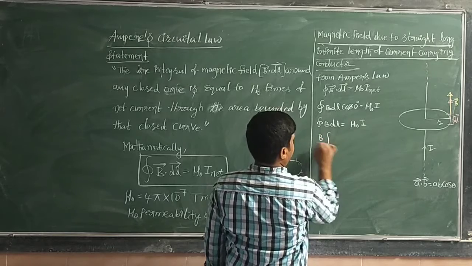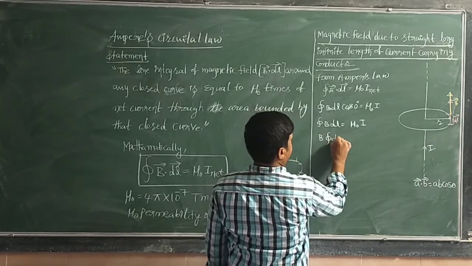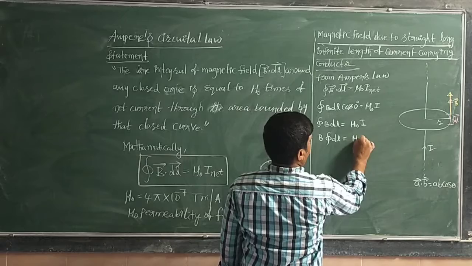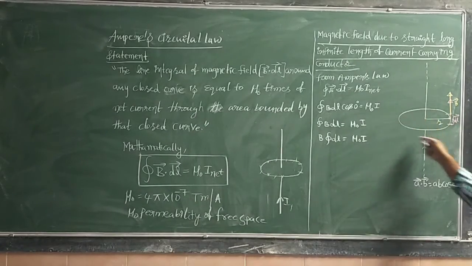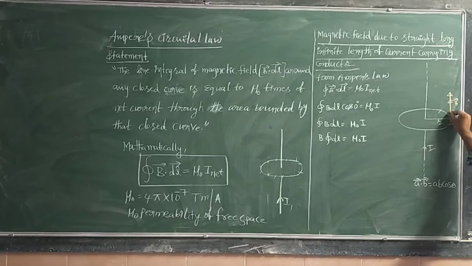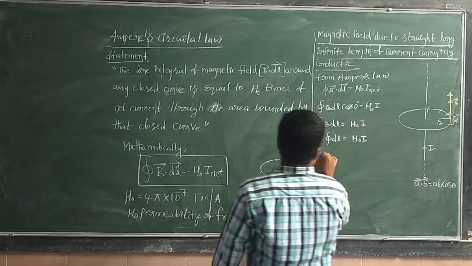So B, outside of the integral, dl is equal to mu naught into I. Now, totally along the length of the closed path, so many dl's we can imagine. Here dl is like this, in between these two one dl, in between here one dl, like this number of dl's we can imagine in this path. What is the total length of this path? It is equivalent to 2 pi r.